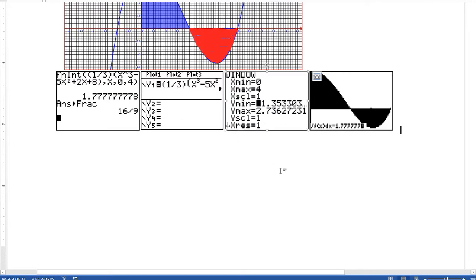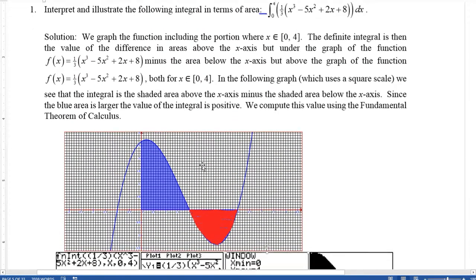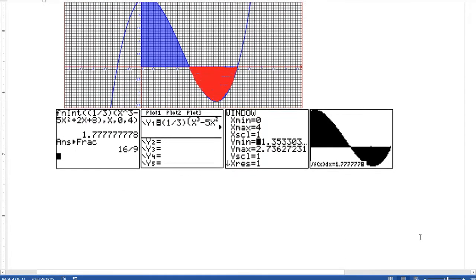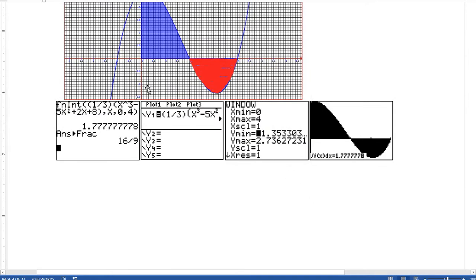Okay, so you can see what it is on the calculator. So we're doing this blue area minus the red area is how we interpret it. And here we can find that exactly and approximately. Here we could find it approximately with the calculator.